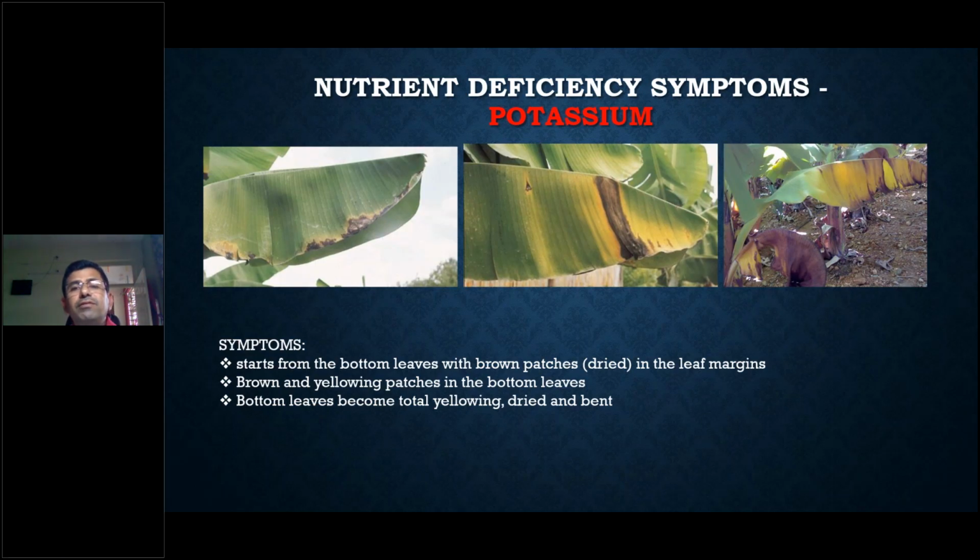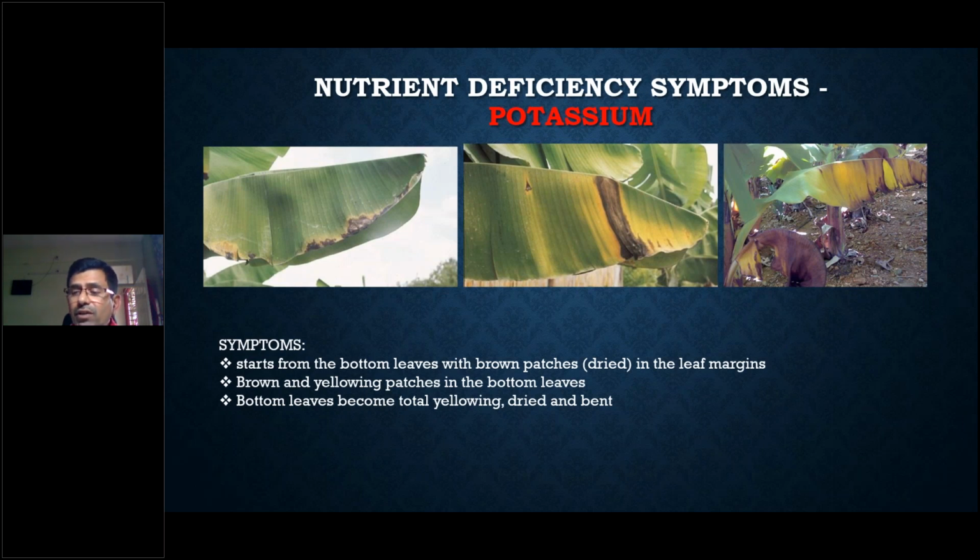The central photograph shows medium damage by potassium deficiency. The third photograph, at the right corner, shows extreme potassium deficiency. At any point during growth up to the flowering stage, see that none of the leaves turn yellow. You have to maintain that very well. At the time of flowering, the plant needs more potassium, so you have to increase the potash level.